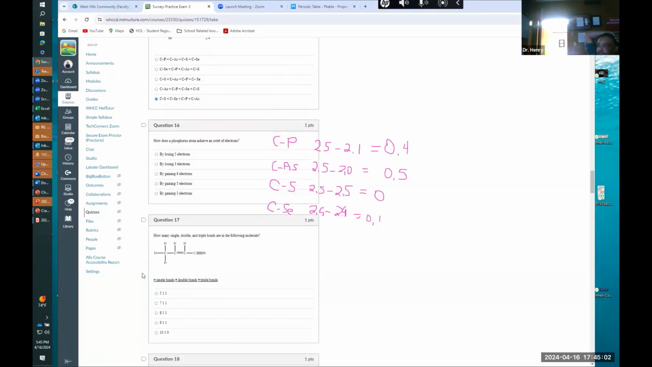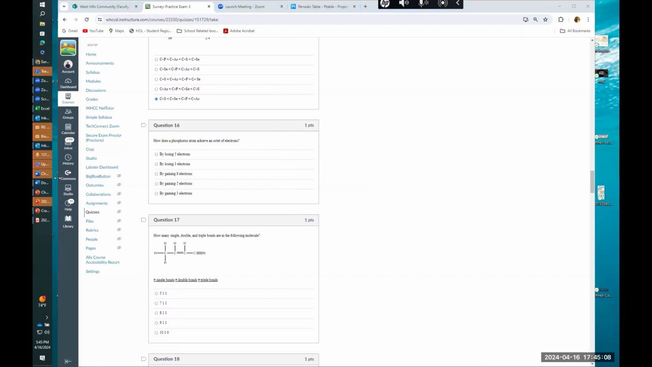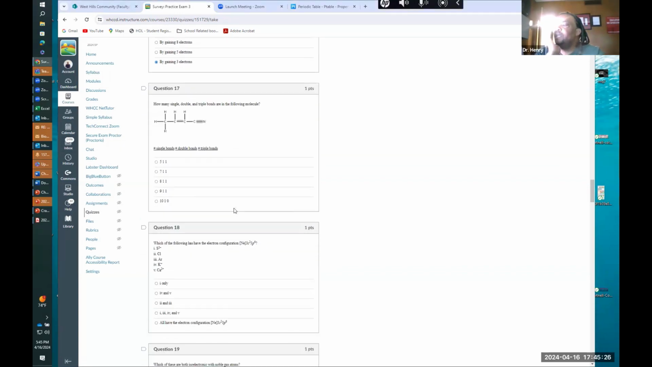The next one: how does a phosphorus atom achieve an octet of electrons? It has to gain 3 electrons, right? Good job.